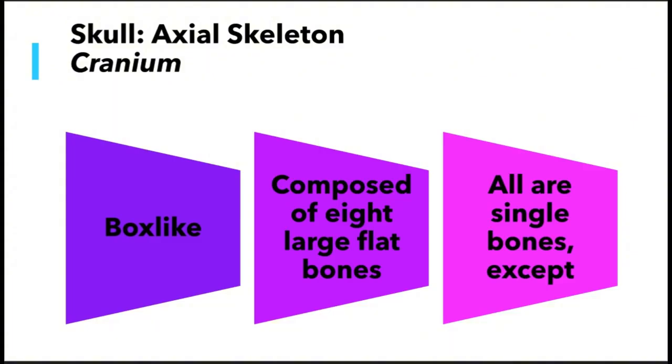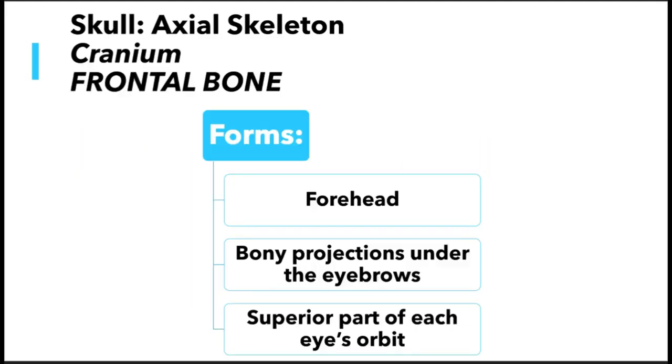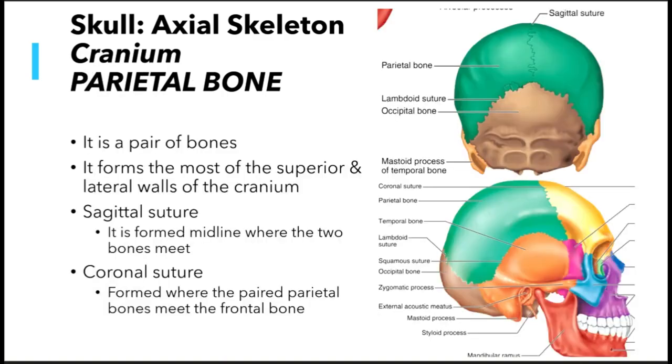So in your cranium, all are single bones except the following. First, your parietal bone and your temporal bone. They are paired bones. Your frontal bone forms the following. You can just read these slides through your handouts.